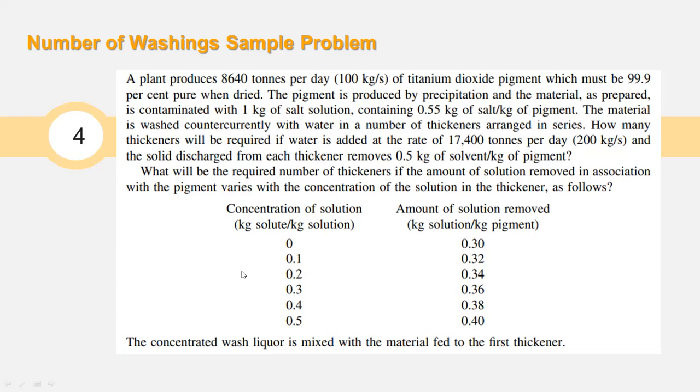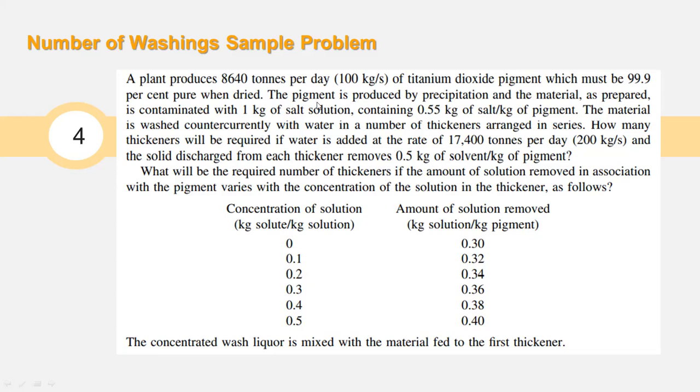Now, the understanding of this statement is very important in the process of determining the required information, or in the subsequent processing of the information provided. So it's very important that you understand that when this titanium dioxide pigment was processed, it is contaminated with 1 kilogram of solution. The 1 kilogram of solution contains salt and water, and the amount of salt present in the water is dependent on the amount of pigment that is precipitated.